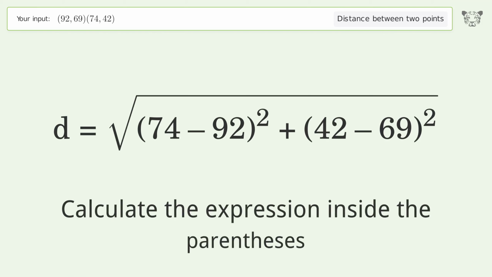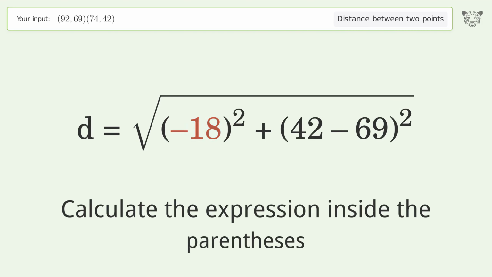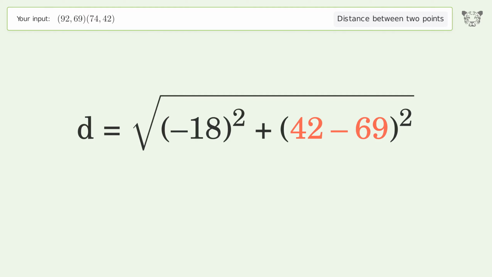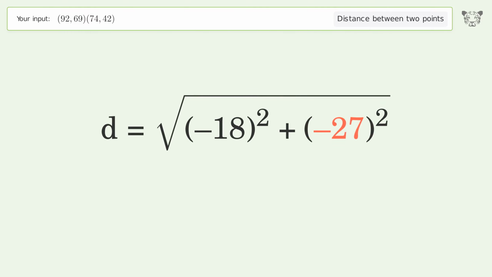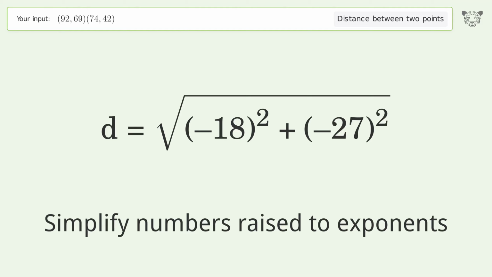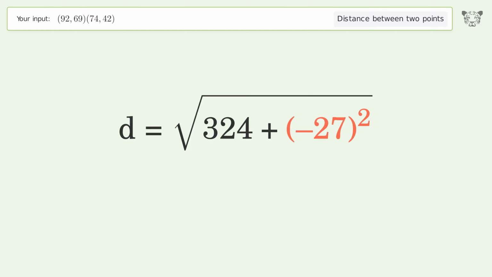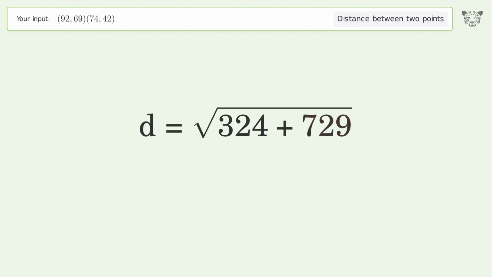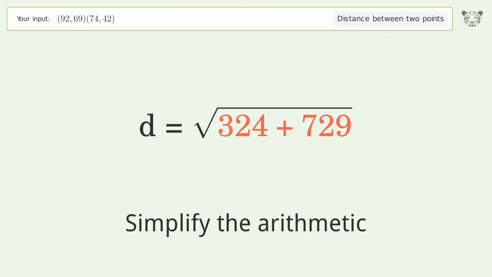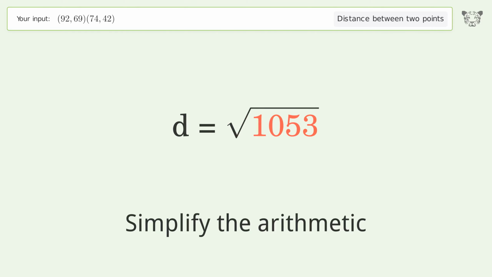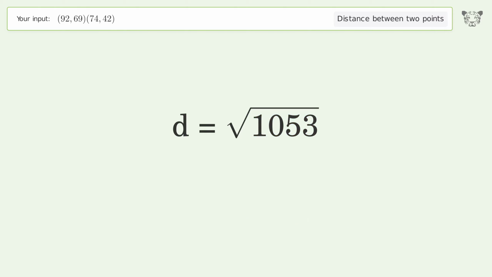Calculate the expression inside the parentheses. Simplify numbers raised to exponents. Simplify the arithmetic. And so the distance between the 2 points is the square root of 1053, or 32.45.